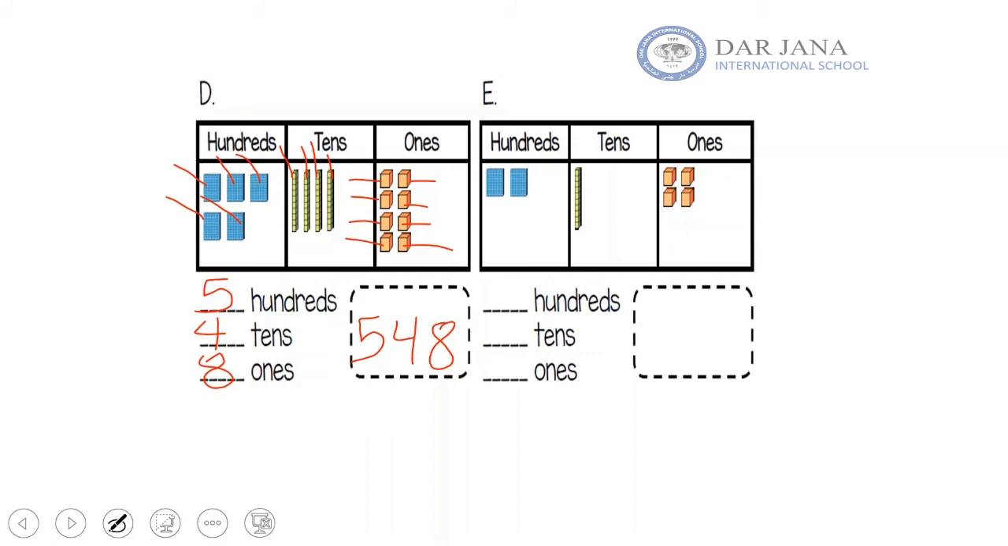Question number E. How many hundreds do you have? 1 and 2. 2 hundreds. How many tens? Sorry, it's only 1 ten. How many ones do you have? 1, 2, 3, 4. It's very important to count slowly. Okay? So you will not make any mistake. So I have 4 ones. The answer is 214. Very good. Remember, the order is very important. Hundreds, then the tens, then the ones.